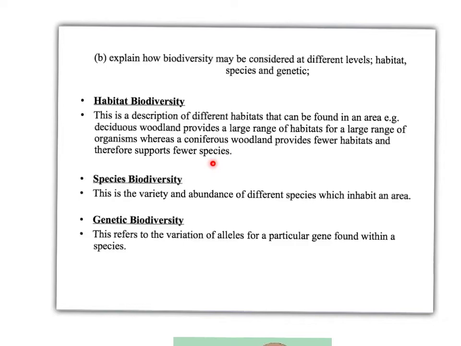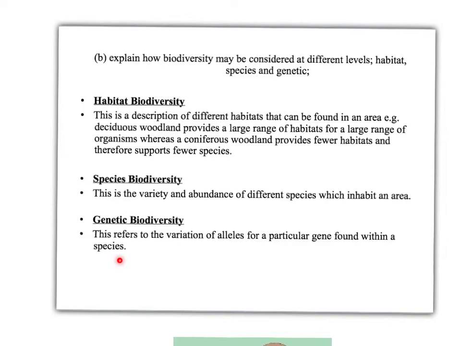Moving on, we then have species diversity. This is the variety and abundance of different species which inhabit an area, and we will move on to look at measures of species diversity on the next screencast. And lastly, genetic diversity. This refers to the variation of alleles for a particular gene found within a species.